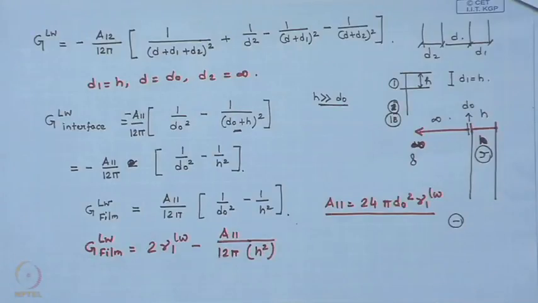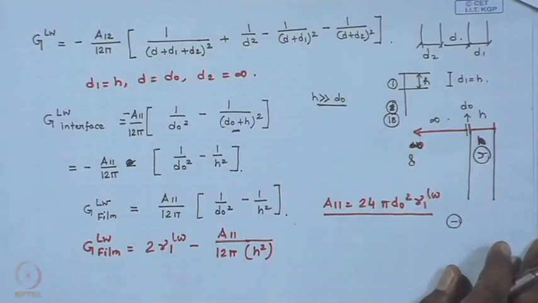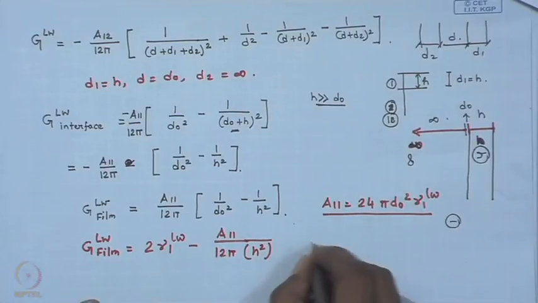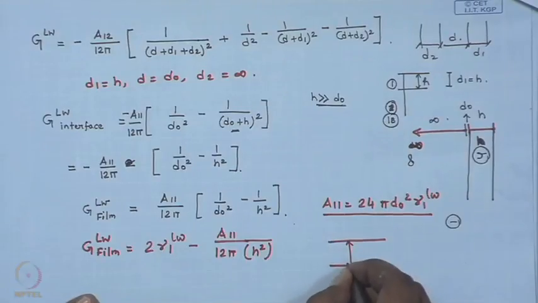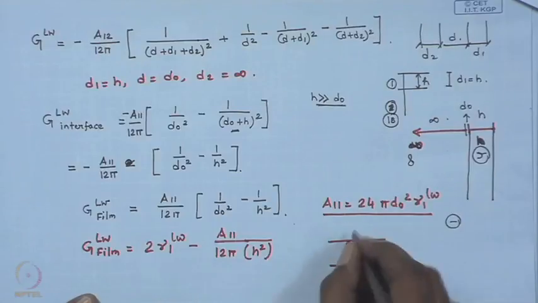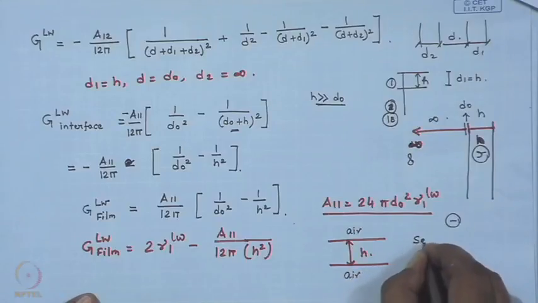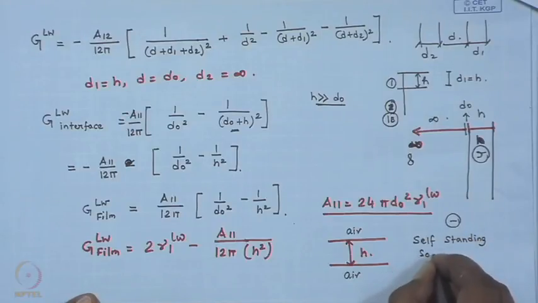So, this is a situation where we have a scenario like we have a film of thickness h and which is surrounded by air on both sides. So, it is more like a self-standing soap film type of a thing.